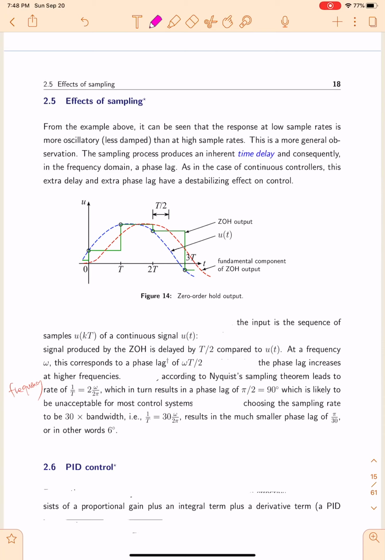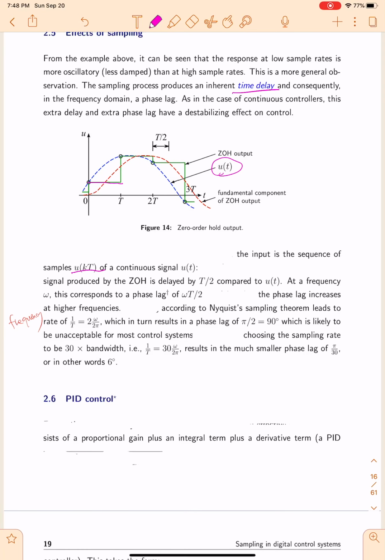Effects of sampling. The sampling process will produce a time delay. So this is the ZOH, and this is our original signal. You see there is a time delay here, which is T/2. So u(t) is the input, a continuous signal, and u(kT) is a discrete signal.